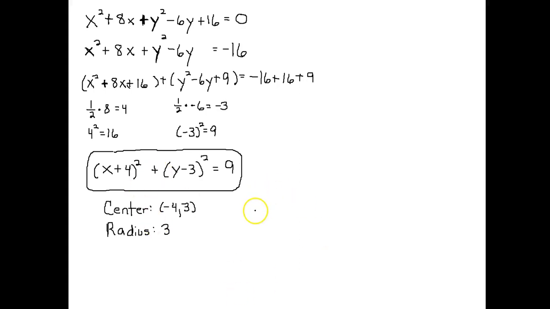Okay, let me do one more of those with you. And I'll leave it up to you to graph it, but plot the center -4, comma, 3, and then go 3 out to the left, 3 to the right, 3 up, 3 down, and then connect the dots. All right, let's do one more.